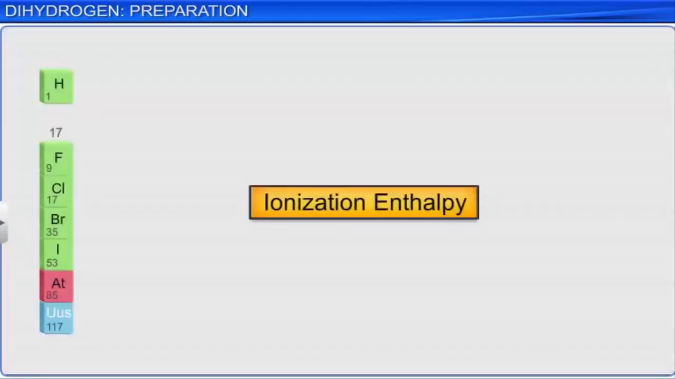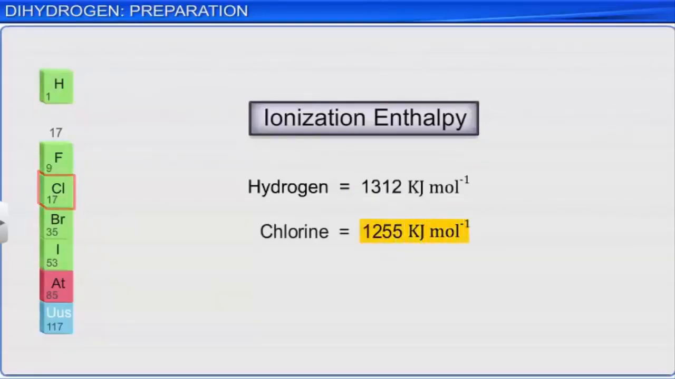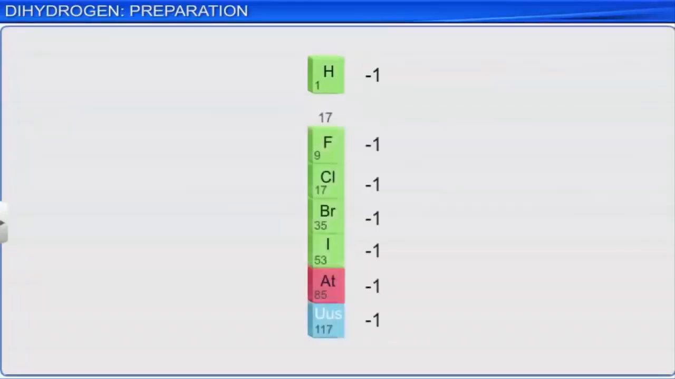The ionization enthalpy of hydrogen, 1312 kilojoules per mole, is very close to that of halogens like chlorine, 1255 kilojoules per mole. The oxidation state of hydrogen, -1, is similar to halogens in some of its compounds.